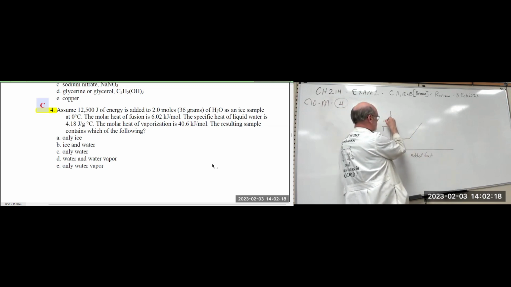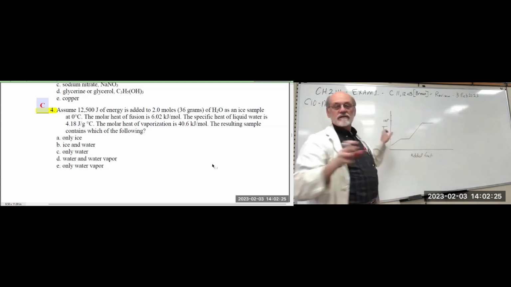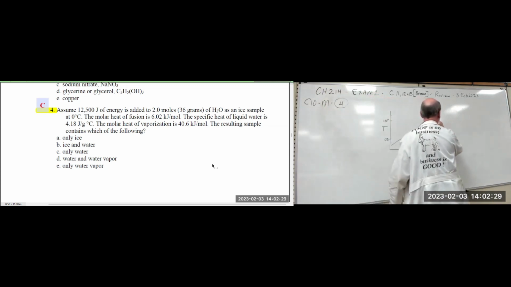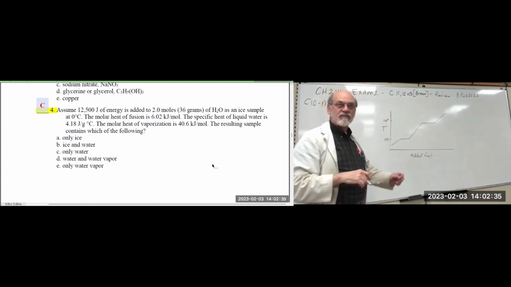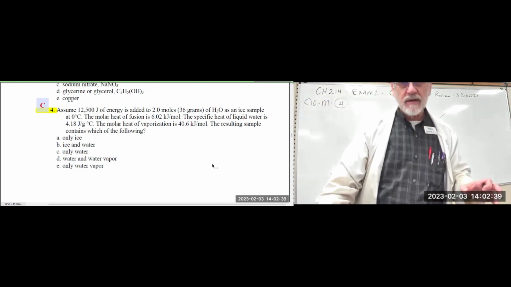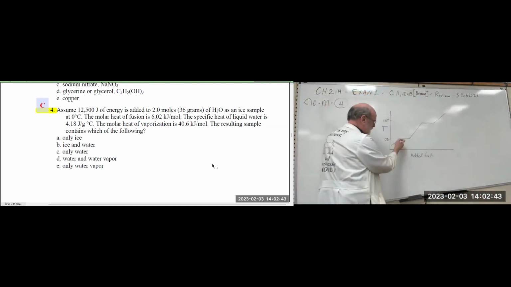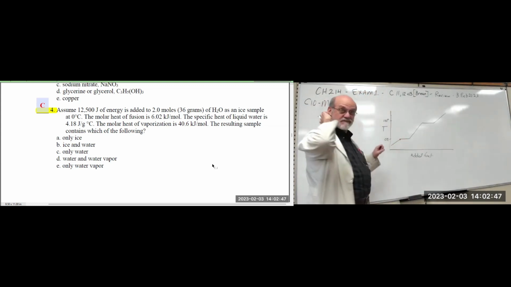Here. Then the water is going to boil at 100 degrees and stay there until all the water is vaporized. And once it's vaporized, the vapor, the steam, you can heat it up some more. Okay? So where are we when we start? Water as an ice sample at 0 degrees. So we're starting right here.